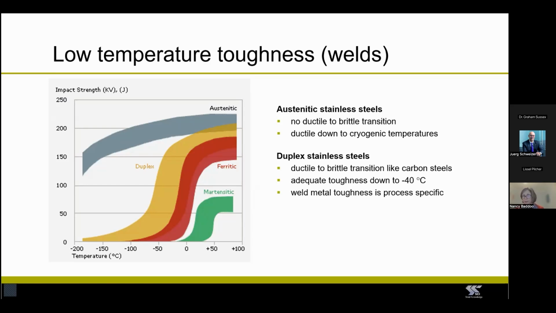You don't buy the duplexes in the different qualities like you do for carbon steel, but there has been work to understand the maximum thicknesses that you can use the different duplex alloys at and have a comfortable margin against brittle failure. So that sort of guidance is going to go into the next version of the Eurocode. But generally, duplex stainless steels will be at least as good as carbon steels in terms of low temperature toughness.